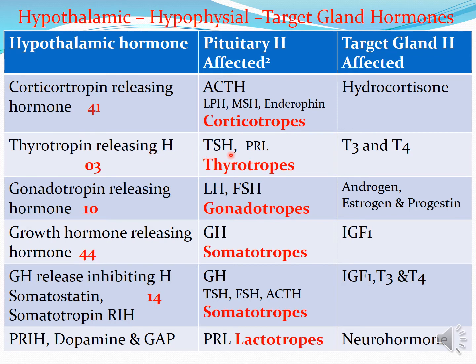The TSH release is primarily affected by TRH or thyrotrophin releasing hormone, which in turn is regulated by the thyroid hormones, T3 and T4. But TSH release is also inhibited by somatostatin, which is a growth hormone release inhibiting hormone.